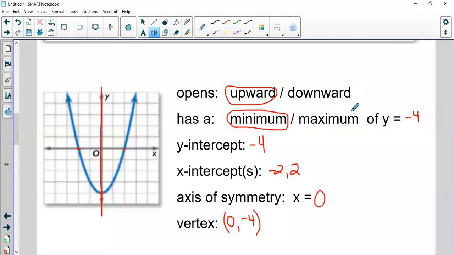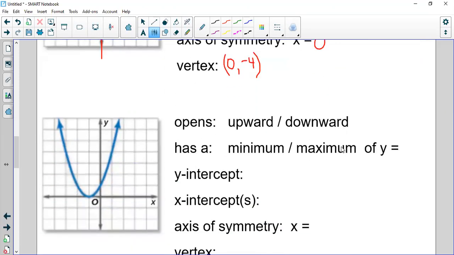Those are all, for now, the characteristics of a graph I want you to be able to identify. Just going to do it visually for now. Let's take a look at another one.